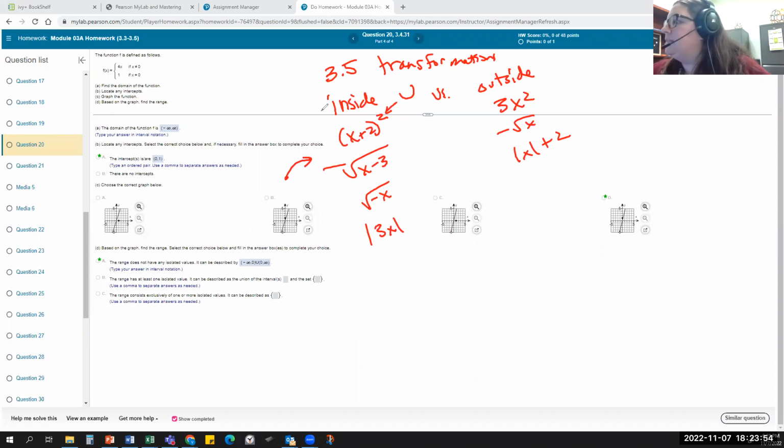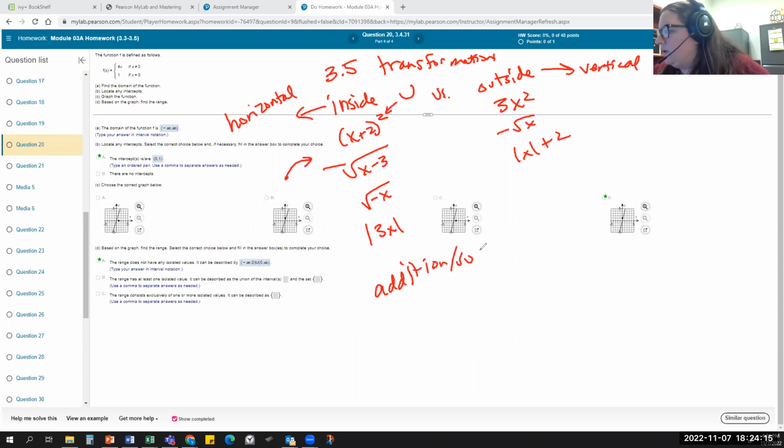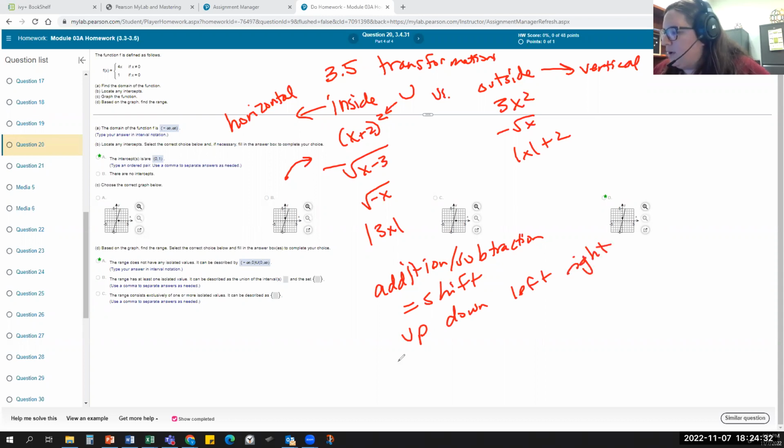All right, all of these inside things are always going to be horizontal changes. Outside things are going to be vertical. So then we have the actual things that happen. Addition and subtraction are what are going to shift and just move the graph. So that would be up, down, left, right. Up is addition outside, down is subtraction, left is addition inside, right is subtraction inside.